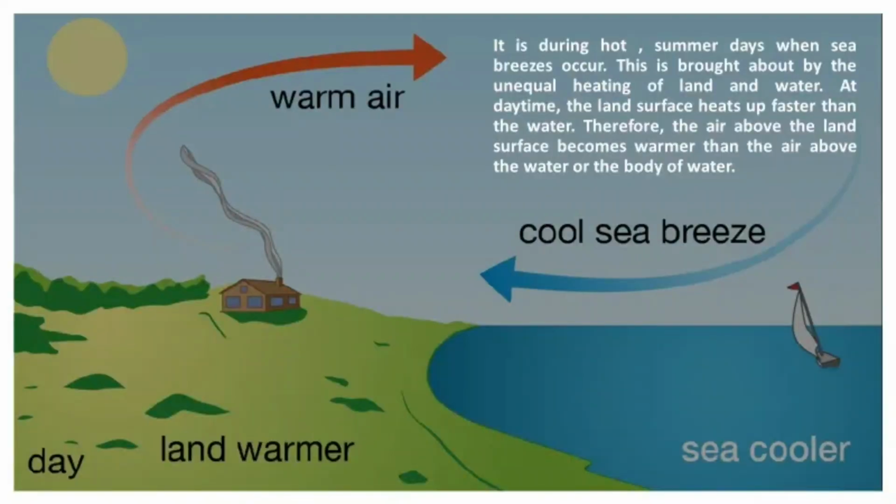Okay, so let's discuss first the land breeze and the sea breeze. So I want you to read carefully the concept here that I'm going to show you, and later you will answer some questions which will help you ponder some ideas about sea and land breeze. It is during hot summer days when sea breezes occur. This is brought about by the unequal heating of the land and water. At daytime, the land surface heats up faster than the water. Therefore, the air above the land surface becomes warmer than the air above the water or the body of water.